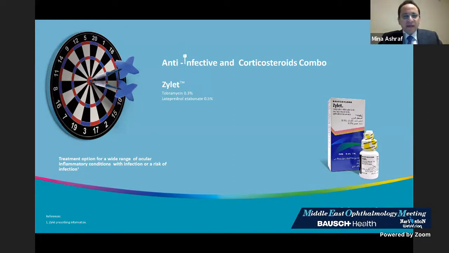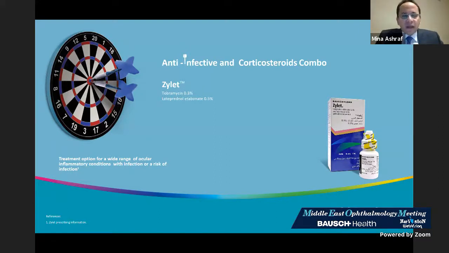Today I will briefly introduce to you Xilit. Xilit is actually our newest introduction in the Middle East markets. Xilit is an anti-infective and corticosteroid combination. Xilit is tobramycin 0.3% in addition to loteprednol 0.5%. As you all know very well, the Lotemax suspension and the Lotemax gel. Now Xilit is actually Lotemax in addition to tobramycin 0.3%.